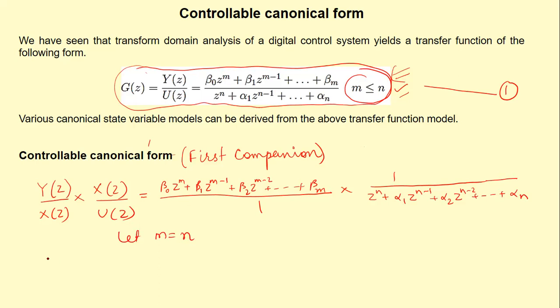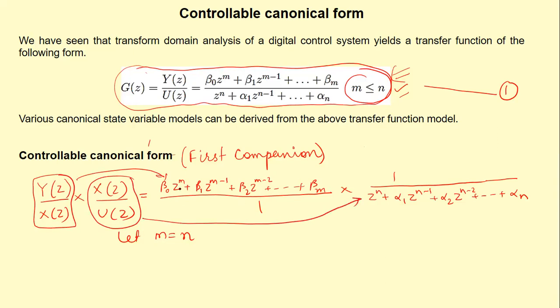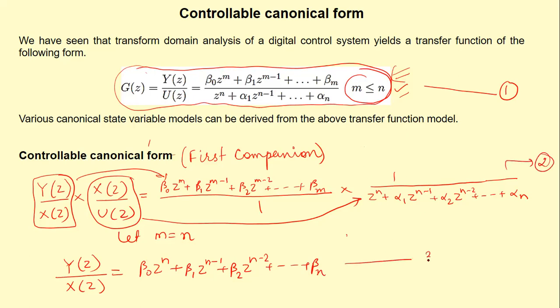Let us equate them. This particular part will be equal to the numerator part, and this particular part will be taken as equivalent to the denominator part, that is the poles. So Y(z)/X(z) is equal to beta naught z^n, because we have taken m equal to n, plus beta 1 z^(n-1) plus beta 2 z^(n-2) and so on, up to beta n, where the betas are the real coefficients of the numerator of the given transfer function. This is equation 2, and this is equation number 3.